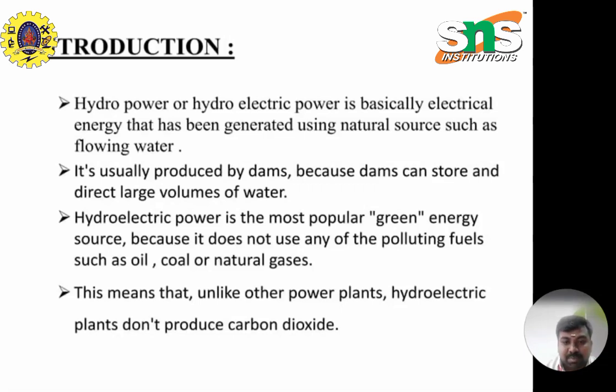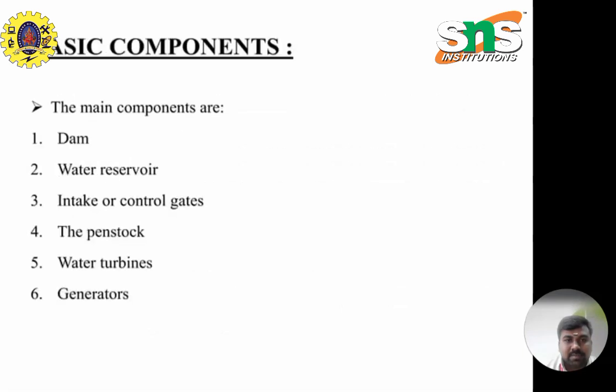For example, in the steam or thermal power plant, we are using coal or oil for burning the water which is filled in the boiler. And in the gas turbine power plants, we are combusting natural gases. But here in the hydroelectric power plant, we are using water. So it is called a green energy source. That means unlike other power plants, hydroelectric power plants don't produce carbon dioxide.